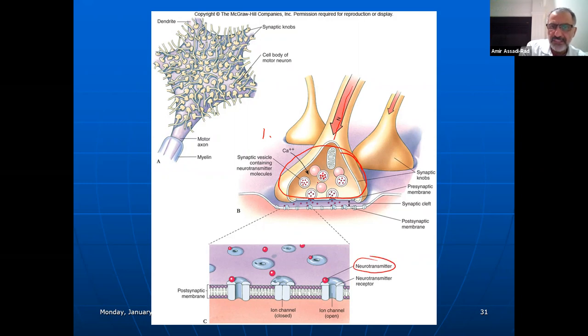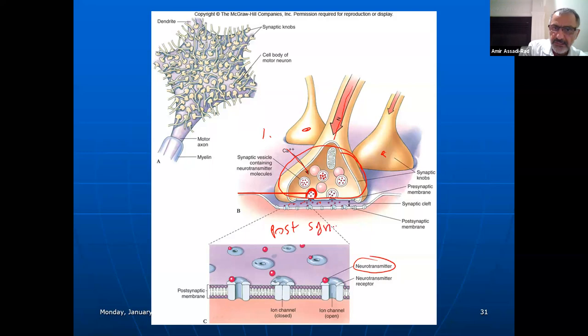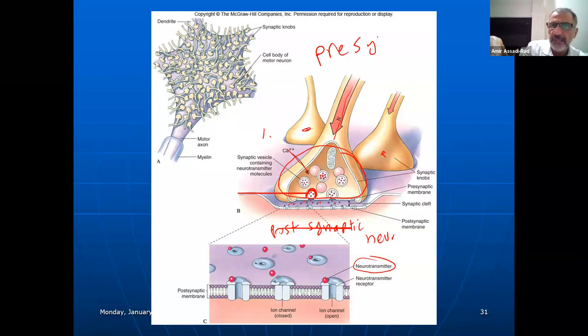So when these vesicles move with the help of calcium, when the action potential reaches the end of the axon knob, then the vesicle, whose membrane you learned in Biology 1 is made up of phospholipid, attaches to the cell membrane and releases neurotransmitters. This next one is called the postsynaptic neuron. This is all called the presynaptic neuron.